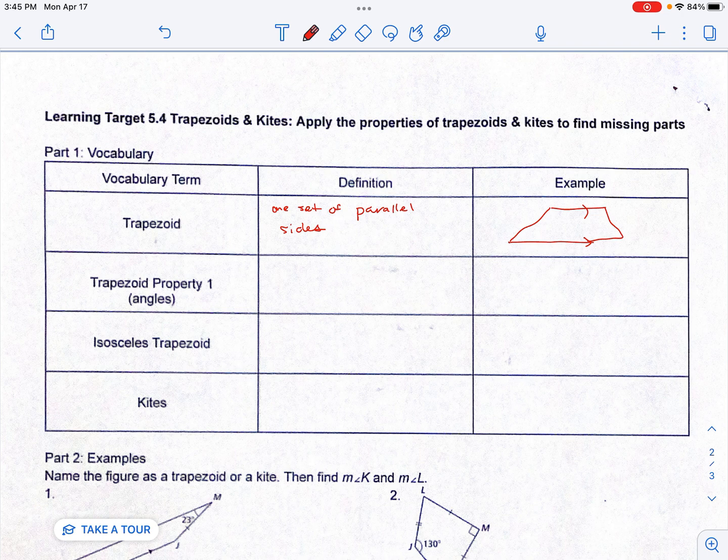With our trapezoid property number 1, this is with the angles, adjacent angles in which they each touch a set of parallel sides. Those add up to 180. So if I'm looking at this picture here, this angle here is going to add up to 180.